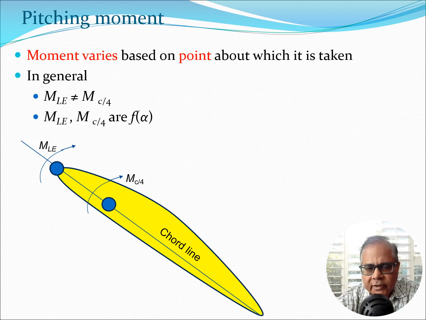Now, what would happen is that if you chose a different location for this particular moment, you are going to find that this moment is going to be different. So, the moment varies based on the point about which it is taken. In general, if we take the moment about the leading edge here, it's not going to be the same as the moment at the quarter chord. And in general, any of these moments are going to be functions of alpha. So, as we keep changing alpha, the moment is going to change.